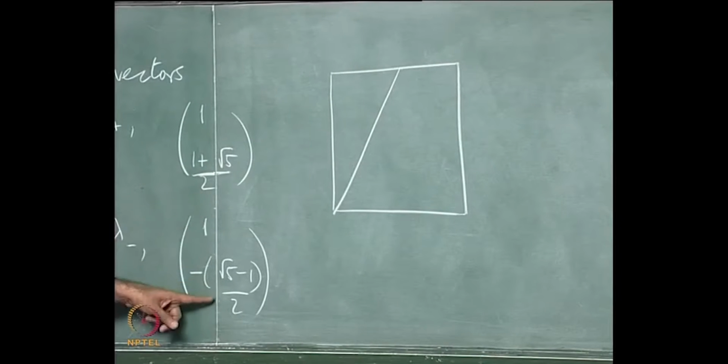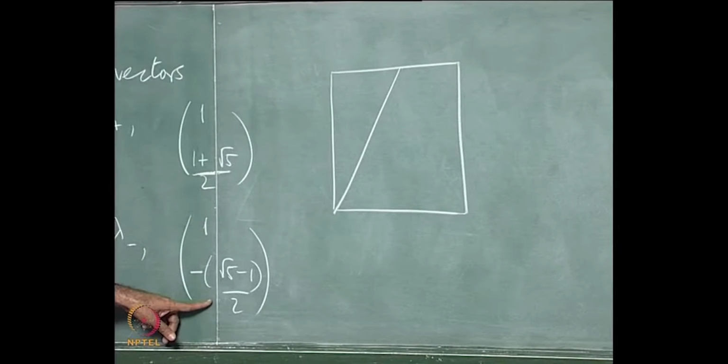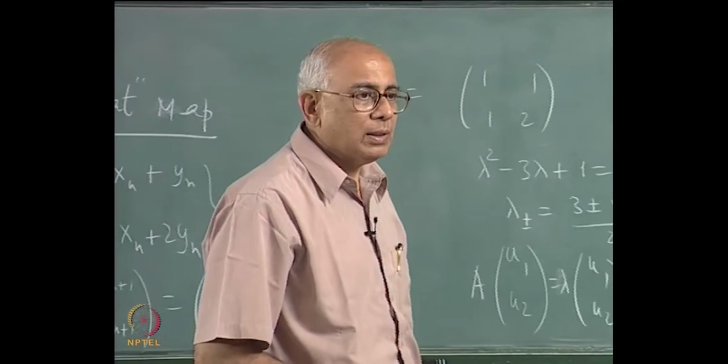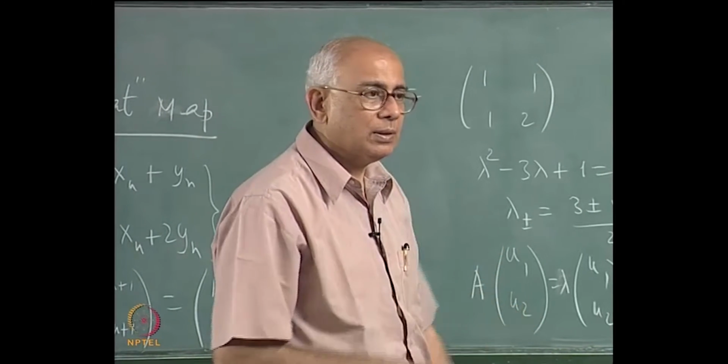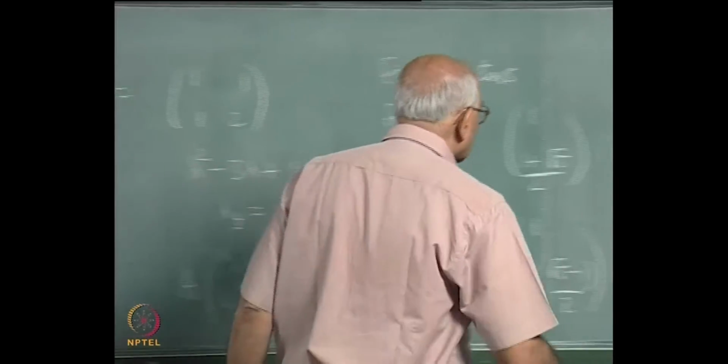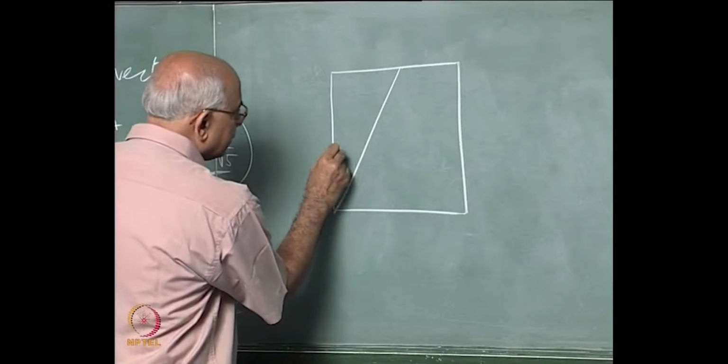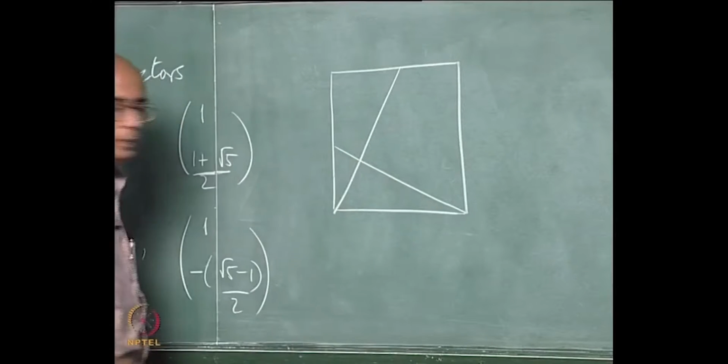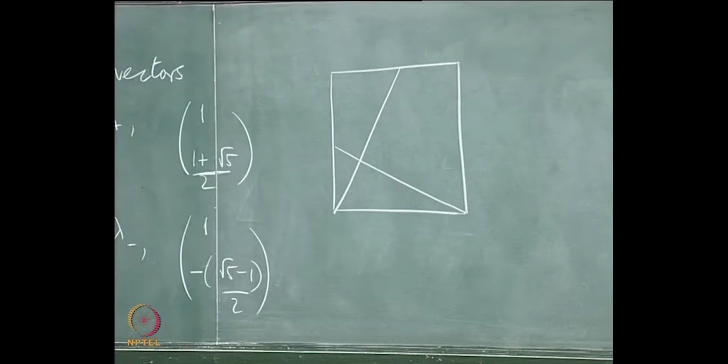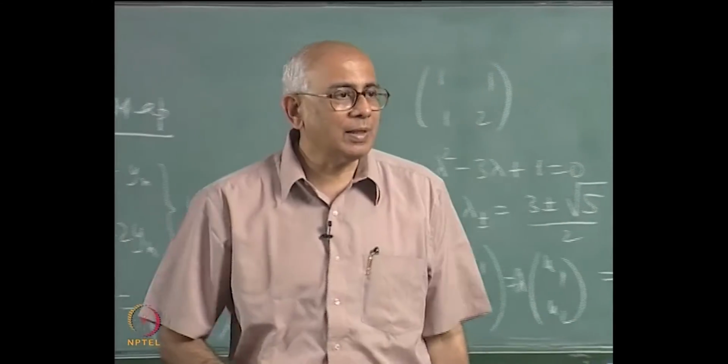And the other one, it is easy to check that the product of the two slopes is minus 1. So they are at right angles to each other. This is transverse to this direction, and that is going to be something like this. It is not hard to check that this corresponds to an expanding direction and the other corresponds to the contracting direction.